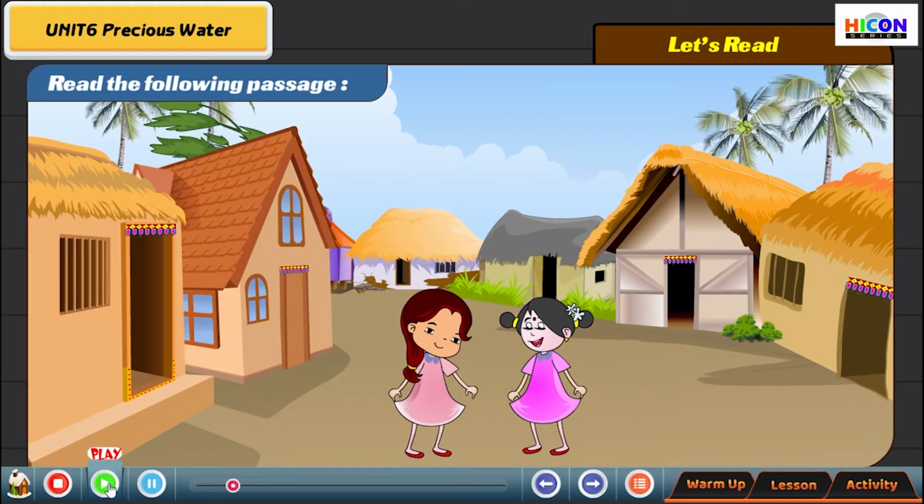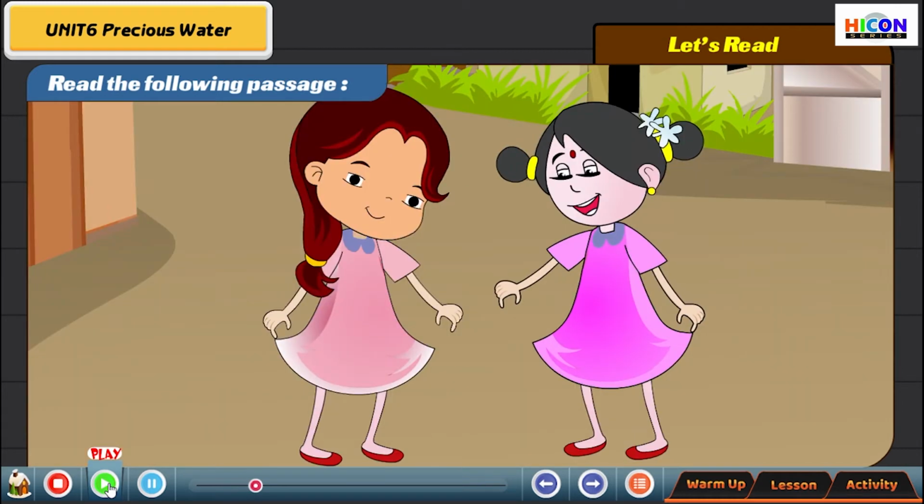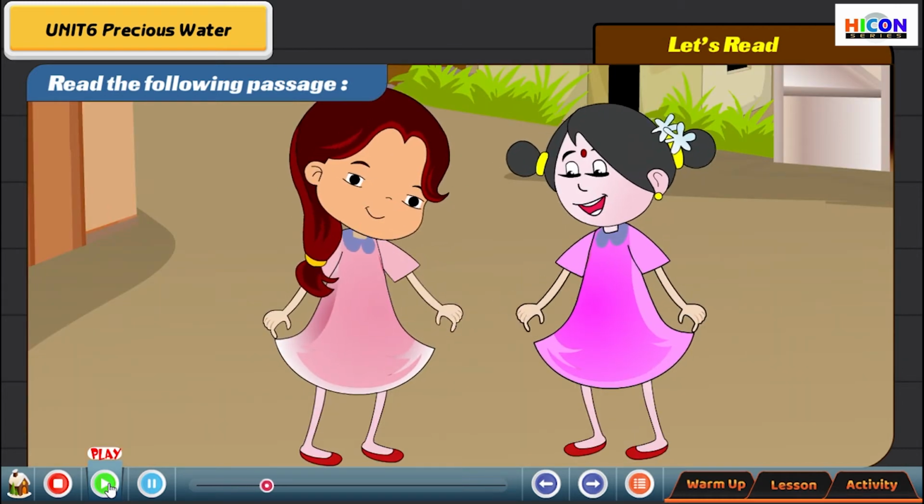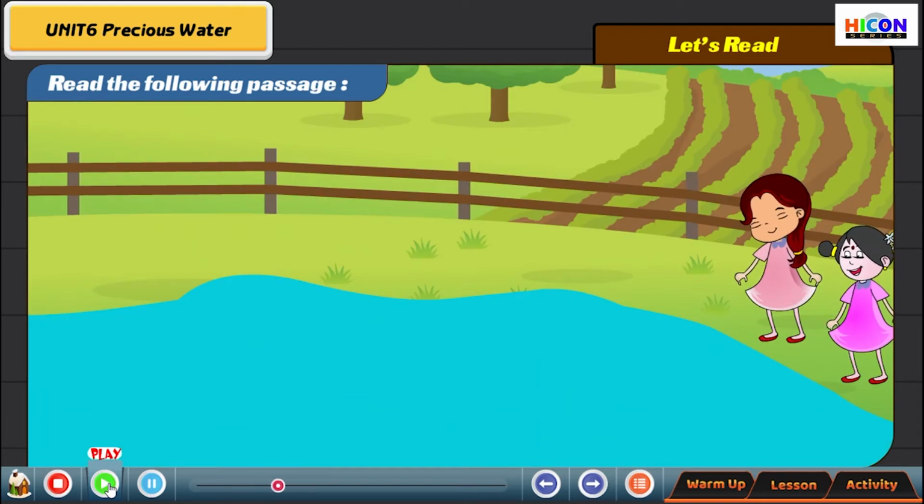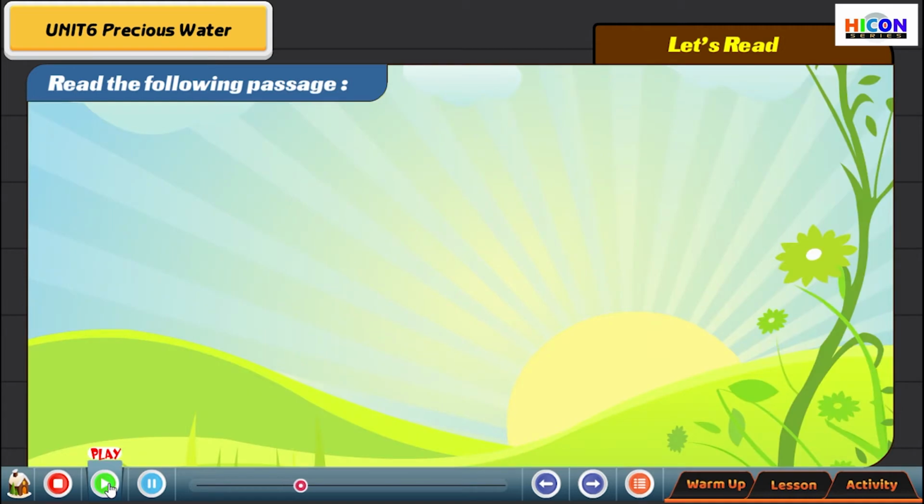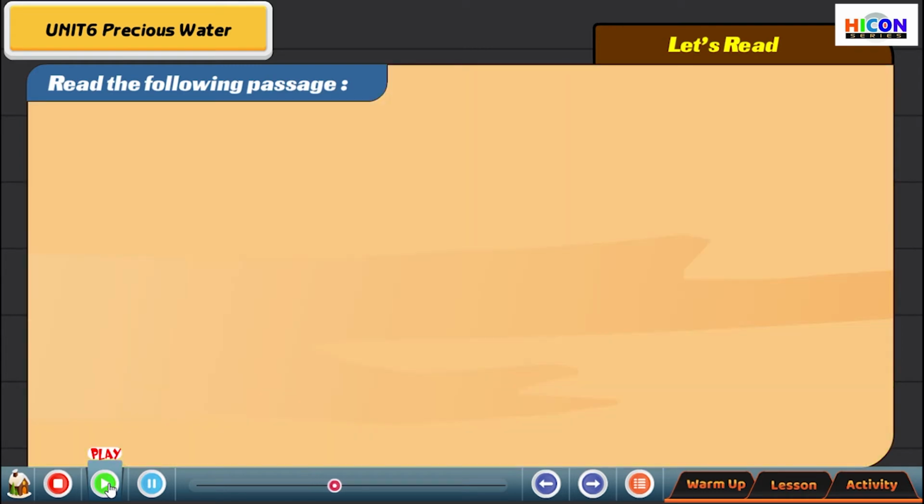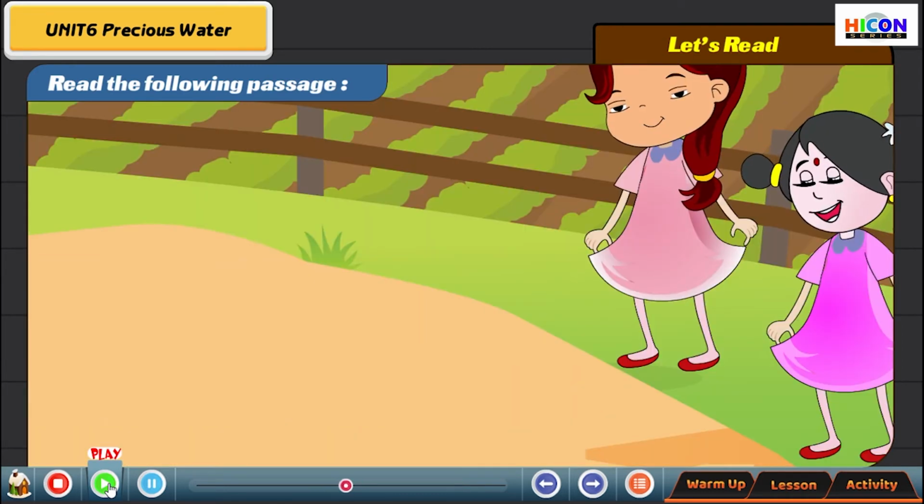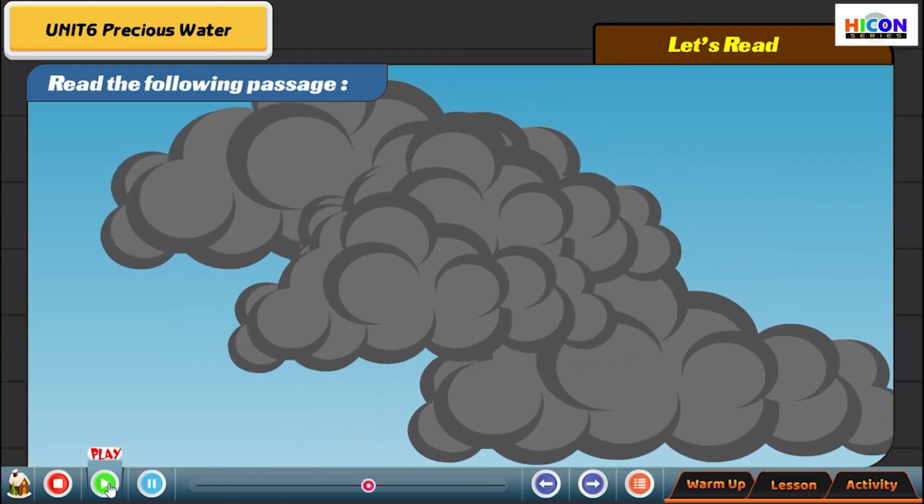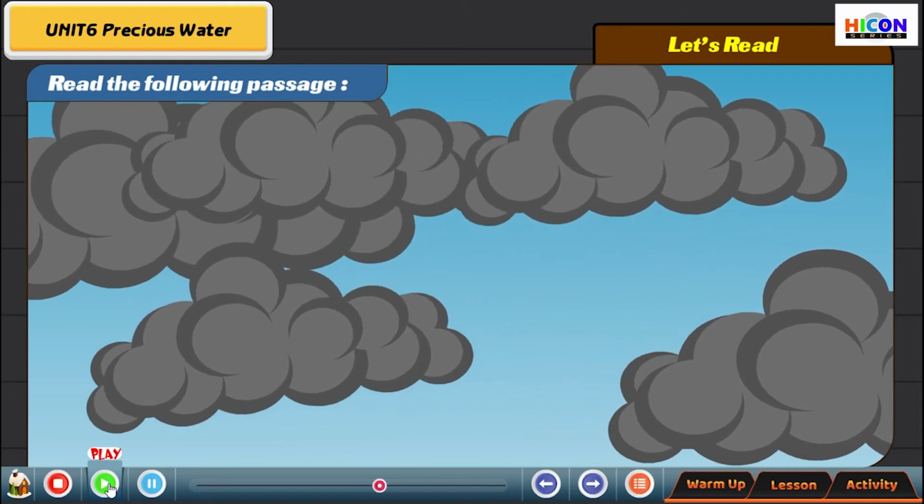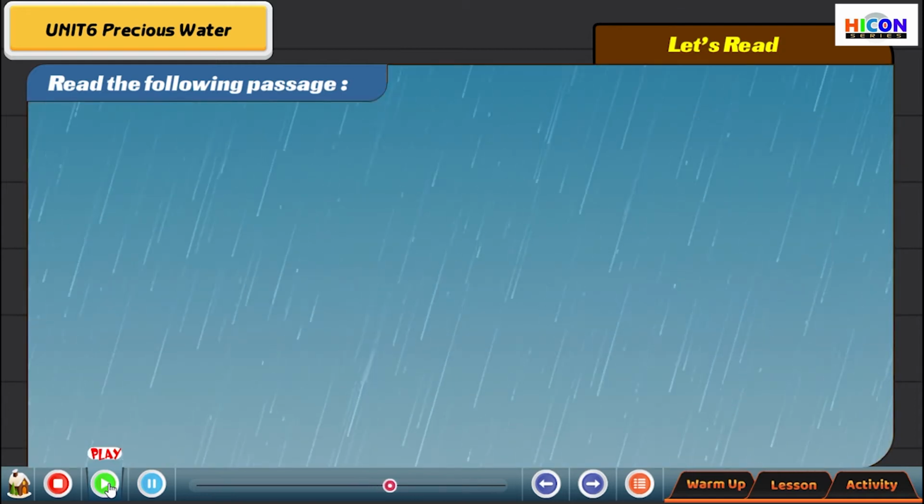Nita and Hasi live in the same village. They are 7 years old. They love to swim in a small pond in the village. This year, it is very hot during the summer season. The pond has dried up. Nita and Hasi are sad. One day, they see dark clouds in the sky. Soon, it begins to rain.